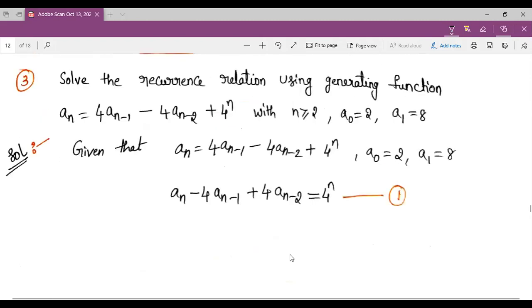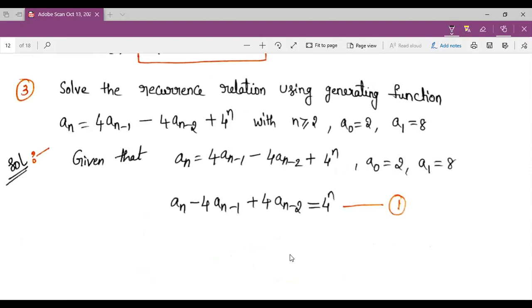Next problem. Solve the recurrence relation using generating function: a_n = 4a_{n-1} - 4a_{n-2} + 4^n, with n greater than or equal to 2, a0 = 2 and a1 = 8. These are the initial conditions. So a_n - 4a_{n-1} + 4a_{n-2} = 4^n, with n ≥ 2.